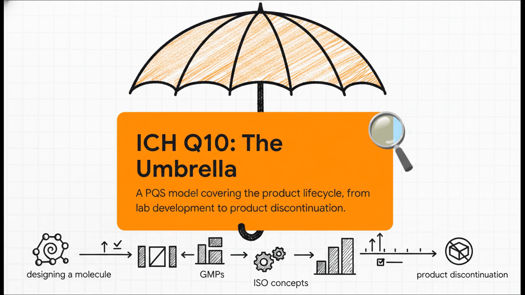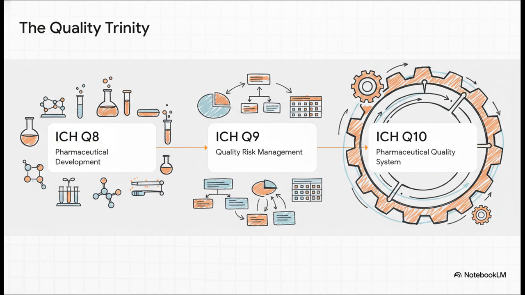And you gotta know, Q10 isn't just a standalone document. Nope, it's really the final, powerful piece of what we call the Quality Trinity. It all starts with ICH Q8, which is all about designing quality into your product from day one. Quality by design. Then comes ICH Q9, which gives you the tools for managing risk. And finally, Q10 is the capstone that pulls it all together and creates the overarching system to make it all work in the real world.